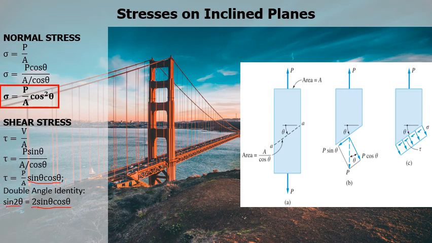If we divide both sides by 2, we cancel 2 on the right side of the equation, we get the value of sine theta cosine theta, which is equal to sine 2 theta divided by 2. Simplifying this further, we get tau equal to P sine 2 theta over 2A. This is the shear stress on the inclined plane.